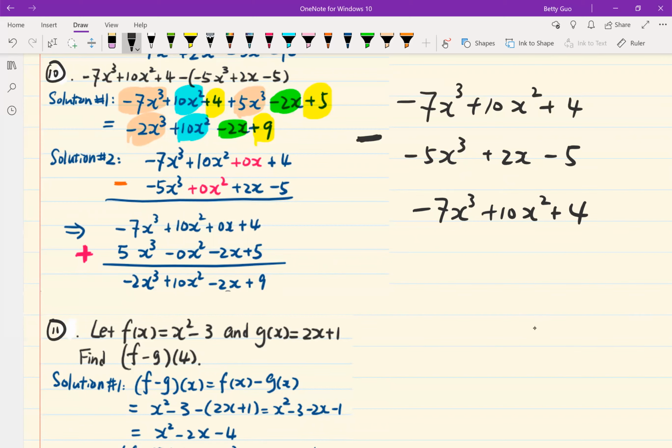Change the minus to plus. And change all the signs in the second polynomial. This one is negative, right? You're going to write that term as a positive 5x cubed. And this is a positive 2x. You are going to write that as a -2x. And this one is a -5. You are going to write that as a +5.